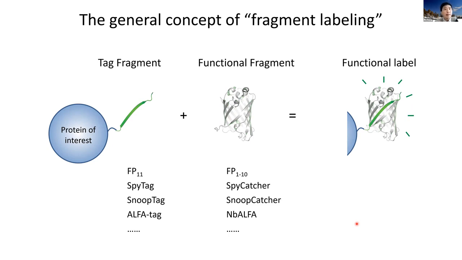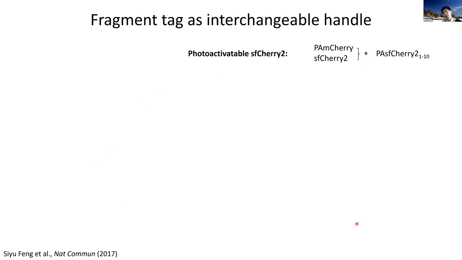There are many other intracellular peptide binders. SpyTag, SpyCatcher is a famous one. A more recent one is the Alpha tag. Nb alpha is a nanobody-based one. We could use these as a generic fragment labeling concept, and I'll show a number of examples.